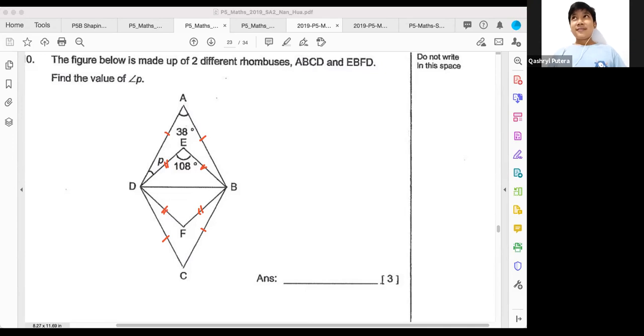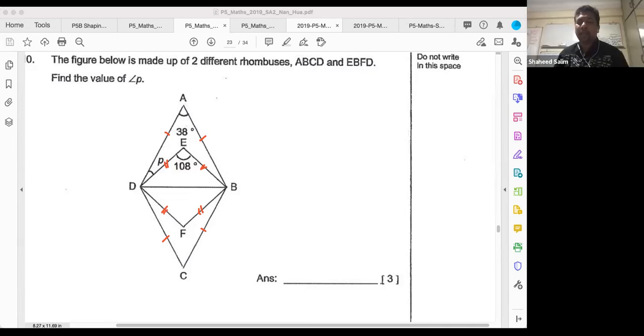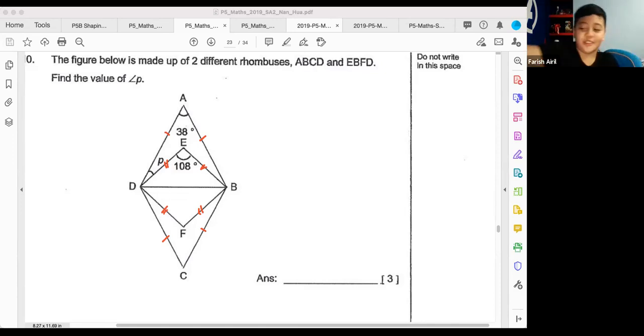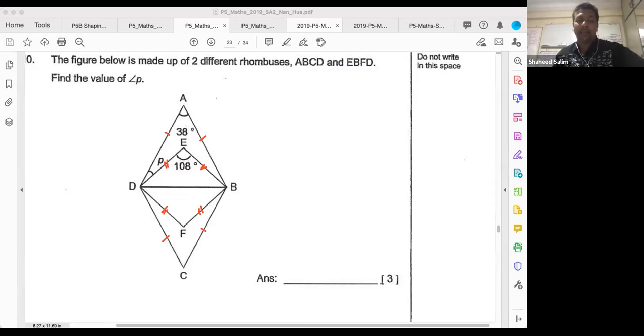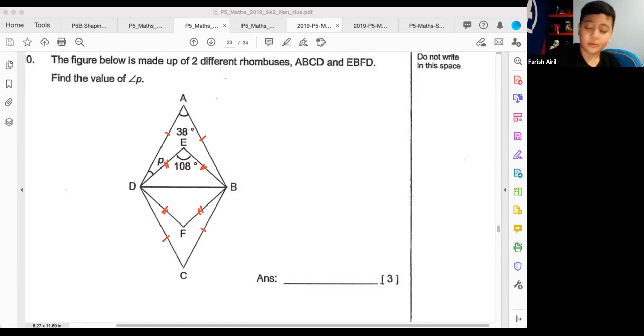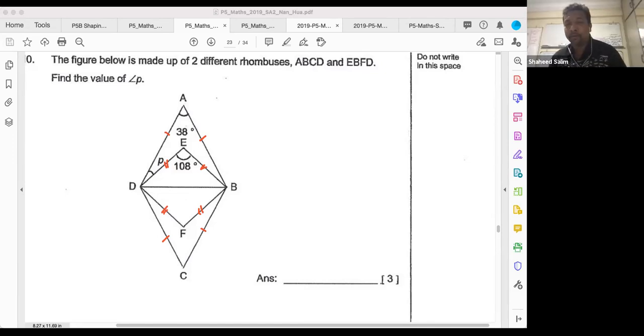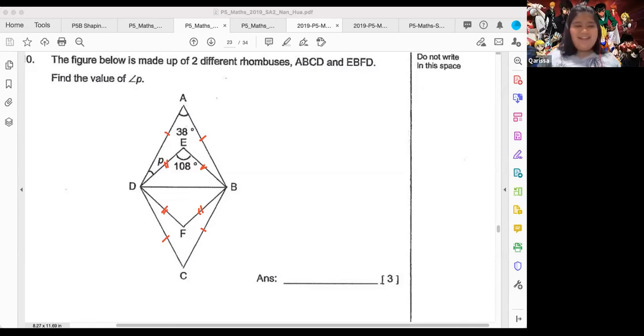Do you consider this hard? This is hard for P5. Okay, it's hard for some P5, except for Farish and everyone here who solved it in under 1 minute. You must remember, you have gone through this in class. Some of them have not gone through this in class. I told you, you are correct. You got it. It's so easy. Yeah.